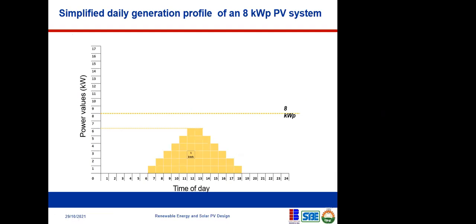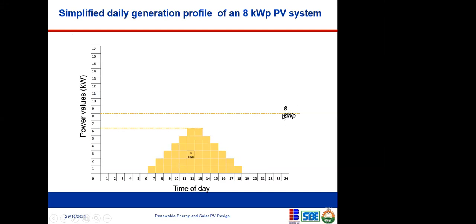So, like I said yesterday, this is a simplified daily generation profile of an 8 kilowatt peak PV system. If you're looking at these yellow boxes, just consider them to be 1 kilowatt hour. That's 1 unit of energy. Now if you look at the vertical axis, you're going to see power value, which is in kilowatt. We said it's 8 kilowatt peak, so this is 8 kilowatts, and that's the peak right here.